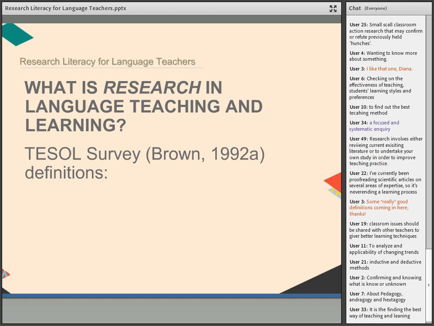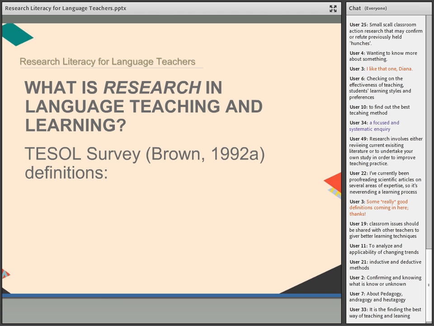Basically, I went through this same exercise many years ago, back in 1992, in a TESOL survey of well over 300 people in our profession. I asked them the question, what does research mean to you, or how would you define research? And I found that everybody had an interesting and probably very personal definition of what research means to them. But they listed a number of different types of definitions, and I think it's kind of interesting to look at that for a moment.